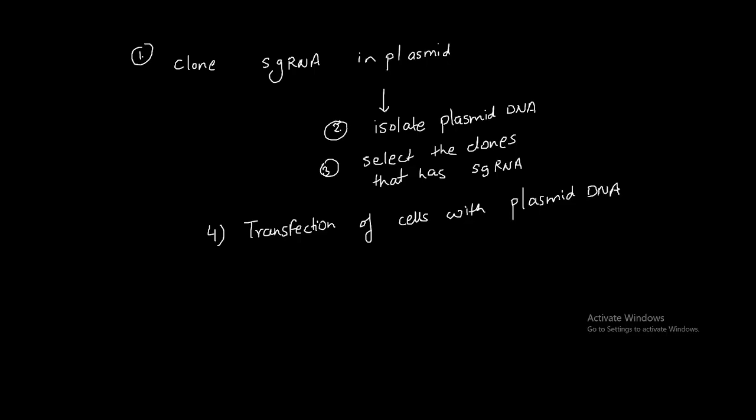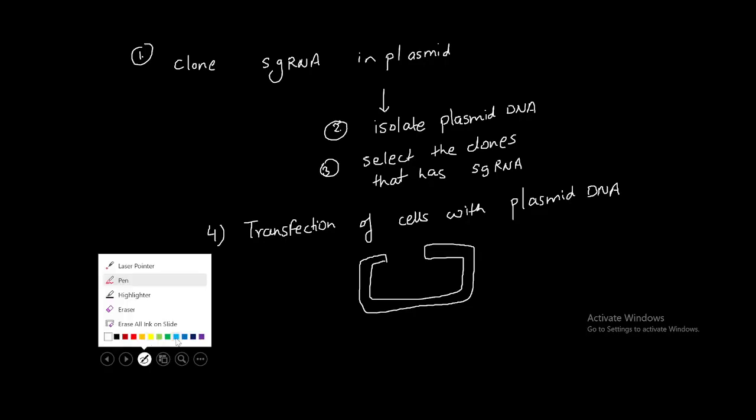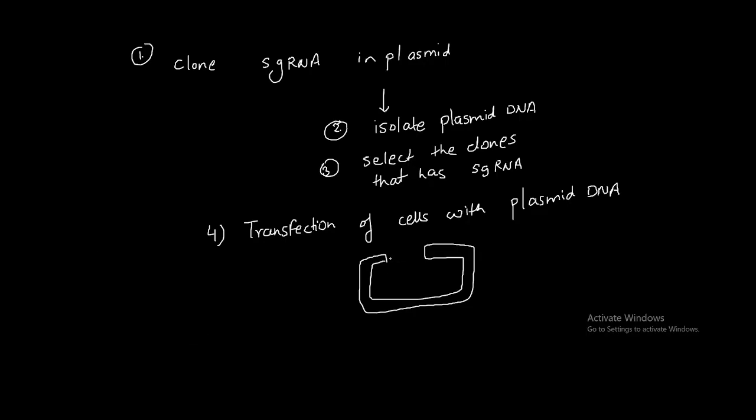Okay. So once you do the transfection of cells with the plasmid DNA, what is going to happen? Suppose this is your plasmid DNA, and again it is double stranded, remember that. And let's say this is your sequence, which is your sgRNA sequence here. So this is your sgRNA sequence, and this is your plasmid DNA. So now you are doing transfection in the cells.